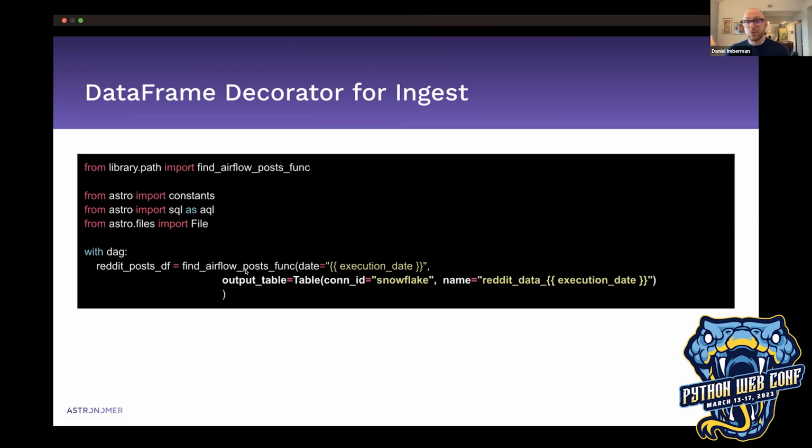However, if you want to just pass it directly into a database, we actually offer this output table function where you give us a table, where you can give us the con ID and give us the name. So again, here we have a scenario where let's say you want your entire pipeline literally to just be take posts from Reddit about Airflow, cleanse them, pass them into Snowflake as a certain table. You're now able to do this as a single function in Python with just this output table parameter.